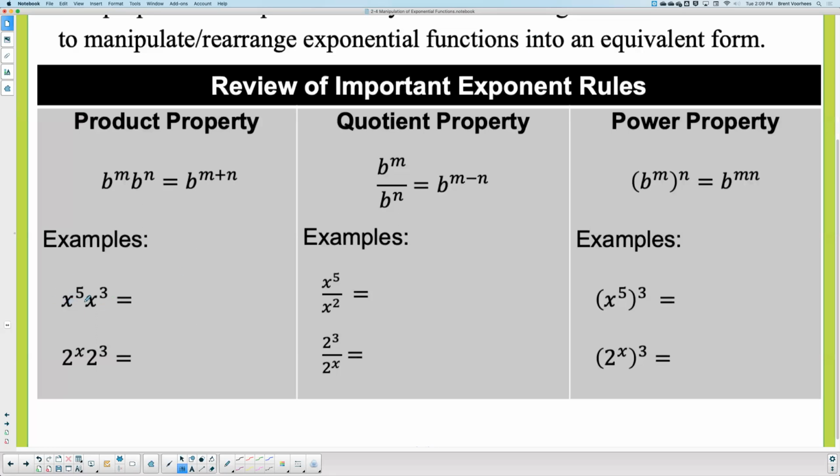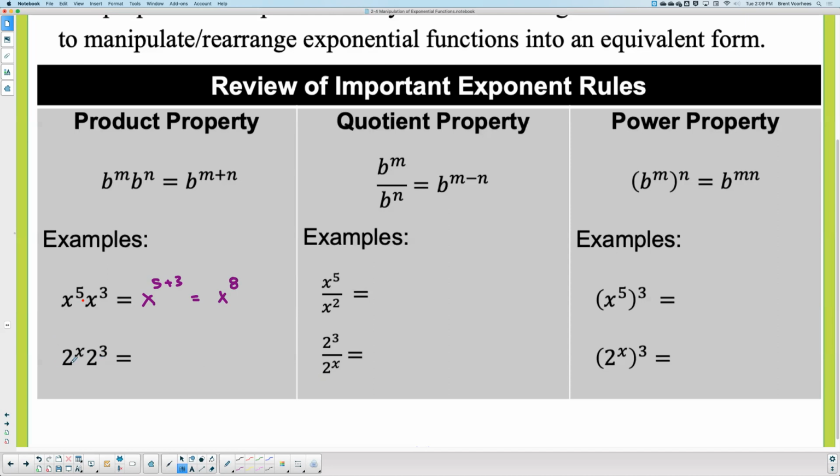If you had x to the 5th times x to the 3rd, how could we rewrite that? Well, think about this being x times x times x times x times x times x times x times x. How many x's did I just say there? I think it was 8. What did we do? It's the same base, you can combine them together. And so it's 5 plus 3. Now, what is 5 plus 3? You just told me. 8. That would be x to the 8th. And that's the product property.